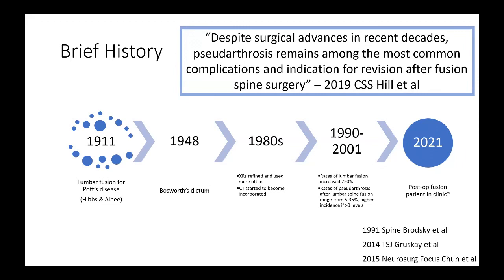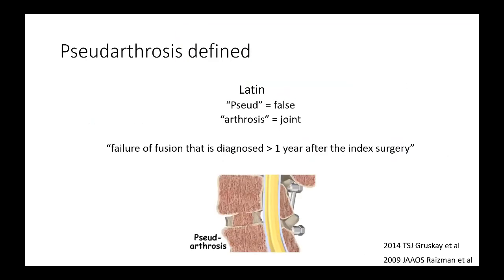However, as CT started to become more routinely used, there was a renewed interest in identifying pseudarthrosis radiographically, and the rates of lumbar fusion have only continued to increase. The indications have expanded. They include degenerative conditions, deformity, traumatic, congenital and neoplastic conditions. So now it's 2021, and I hope that this talk, at least for me, gave me context as to what to do with the post-operative lumbar fusion patient that presents to clinic who has maybe questionable X-rays and pain, or the pseudarthrosis patient that clearly has a pseudarthrosis but is asymptomatic.